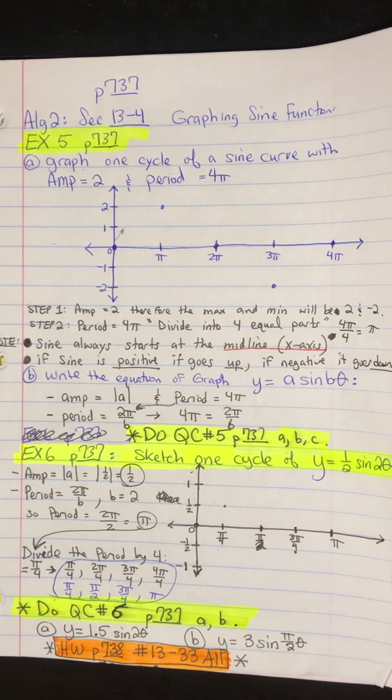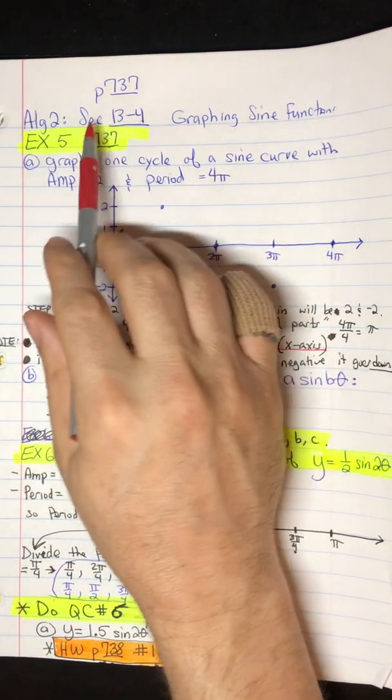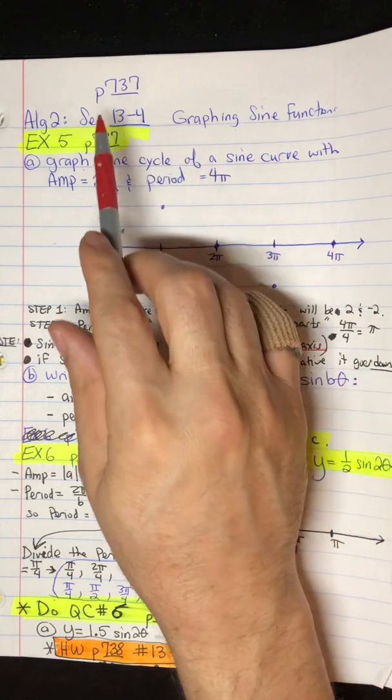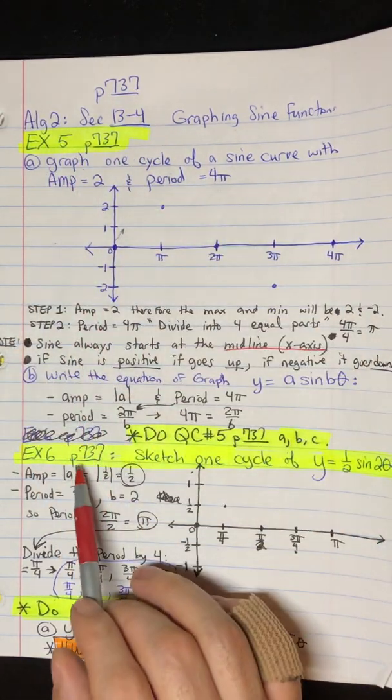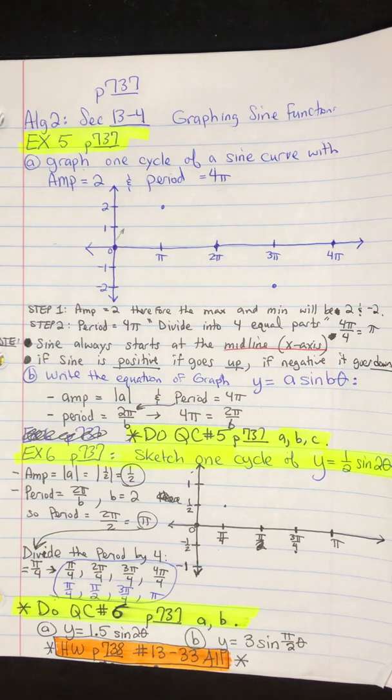Okay guys, I'm back. We're continuing section 13-4, graphing the sine function, page 737 this time. This is example 5 and example 6. We're going to actually graph some sine functions and see what to do step by step in graphing these. To graph them, we're not going to need to make a table of values. We're just going to graph them the way I show you now, the step method. It should be pretty simple.